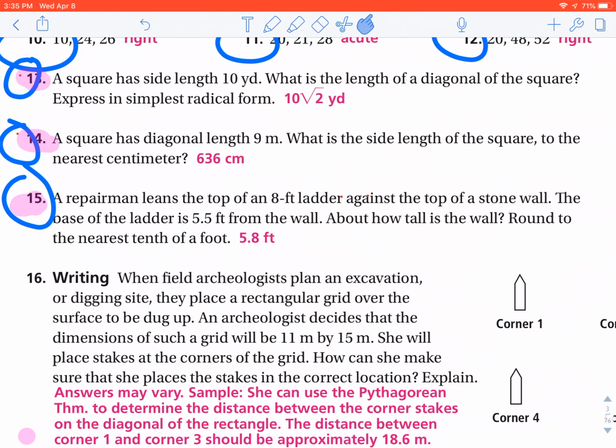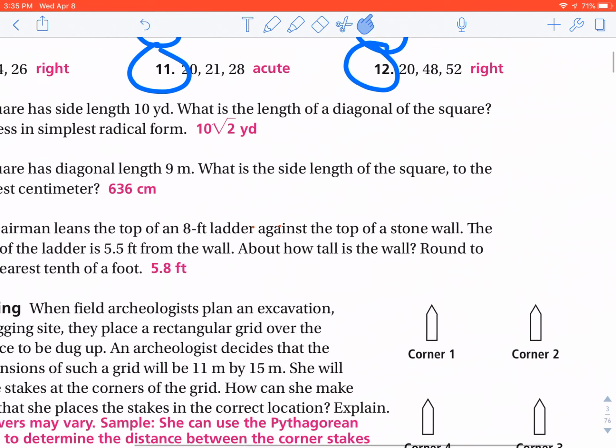So let's get started. The first one we're obviously going to do is number 13. It says a square has a side length of 10 yards. What is the length of the diagonal of the square in simplest radical form?